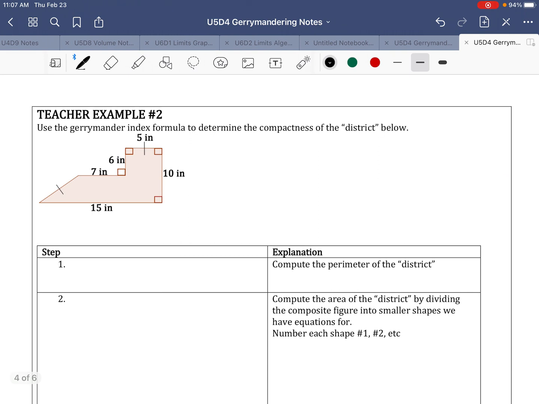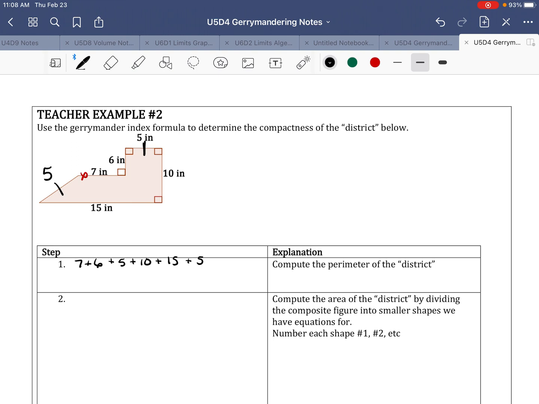Okay. Teacher example number 2, we're going to follow the exact same steps, but now we have a slightly more complex looking district. Our first step is we need to find the perimeter. This line right here and here tells us that those values are the same, they're congruent. And that gives us every single side that we need in order to find the perimeter. So if I start counting at this 7, then I'm going to do 7 plus 6 plus 5 plus 10 plus 15 plus 5.